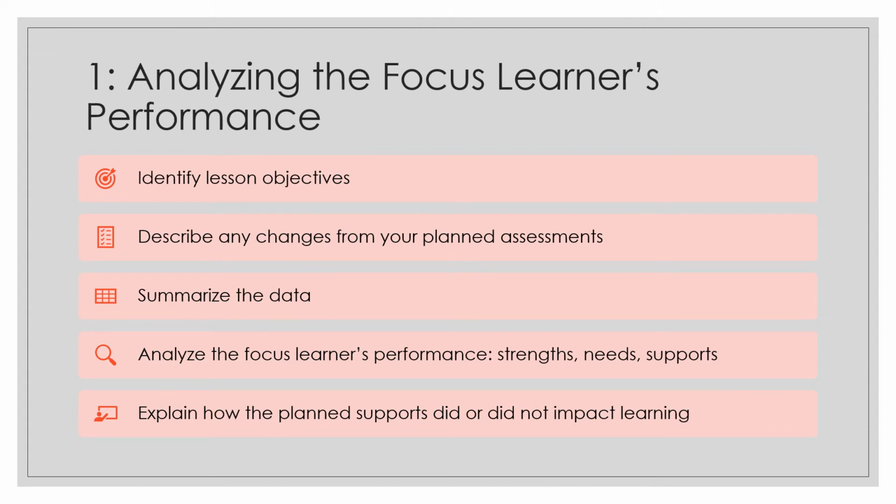I highly recommend you use a chart if at all possible, because it makes it easier for the scorer to see your data. And then you're going to analyze the focused learner's performance and describe the strengths, the needs that still remain, and the supports. What ones were used, and then in the next question, you're going to explain whether the supports worked or did not work. Did they or did they not impact learning? So again, read the questions carefully.